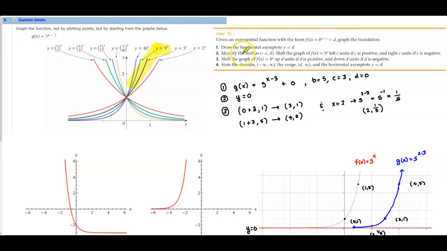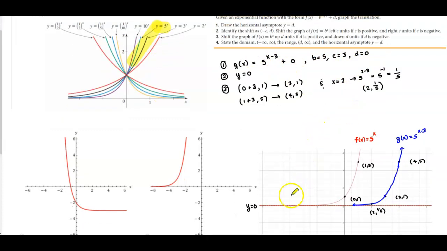Okay? So in this scenario, we're going to give an exponential function, and then we're going to graph a translation. So we're going to draw the horizontal asymptote at y is equal to d. So in this scenario, the value of d is 0. So since the value of d is 0, then the horizontal asymptote is y is equal to 0.